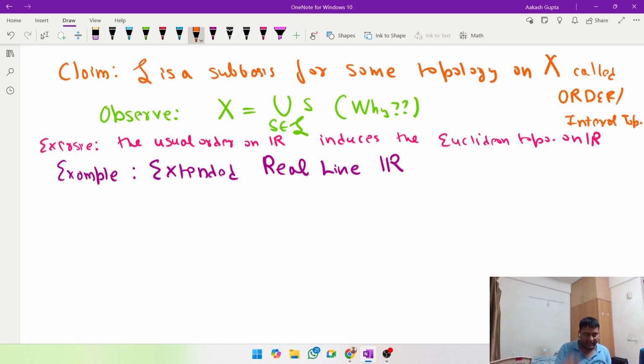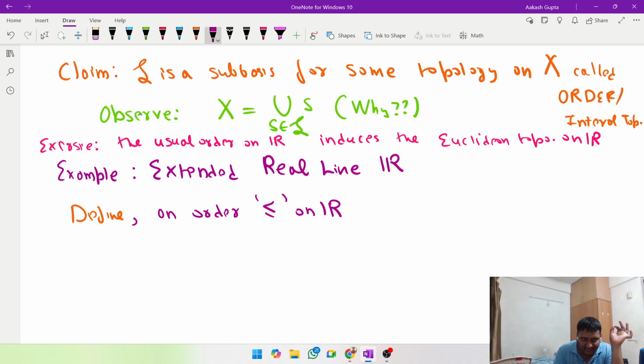So what is the extended real line? Now I want to capture the concept of the biggest member. You know R is unbounded, right? But I still want to bound my R. So what I want to do is, let me change the color of my pen, define an order. You have to verify that this is an order. I'm just writing it on R as follows.